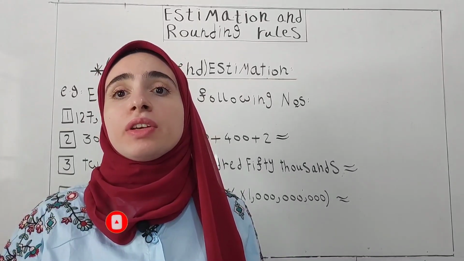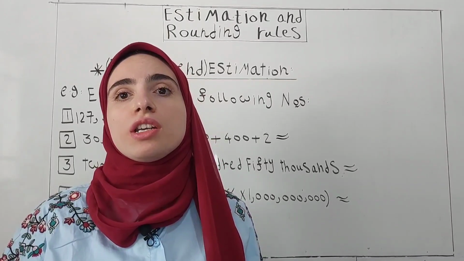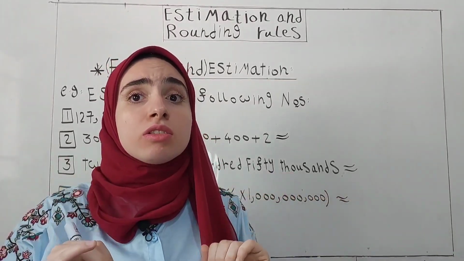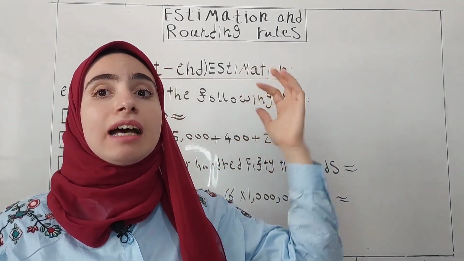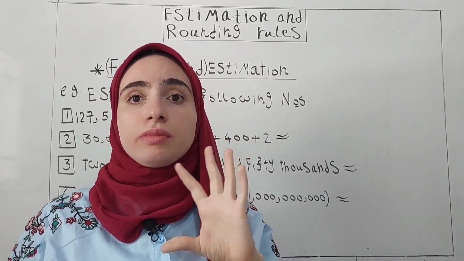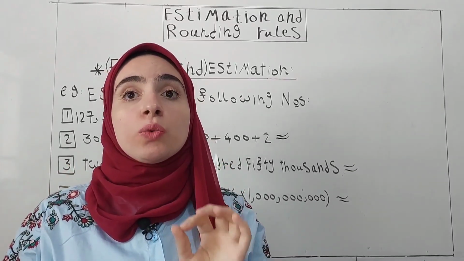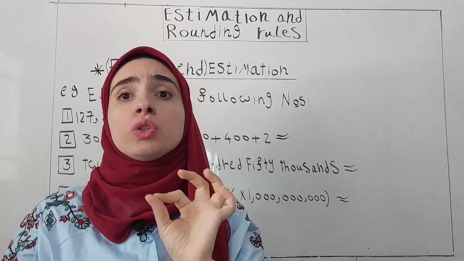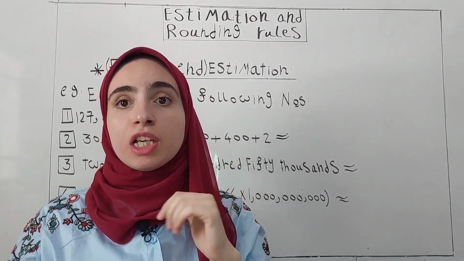We studied in the previous lessons how we can make a comparison between two or more numbers. In today's lesson, we are going to study the difference between estimation and rounding rules. The first topic in this lesson is front-end estimation. We use this method to get a very fast answer, not an accurate one.